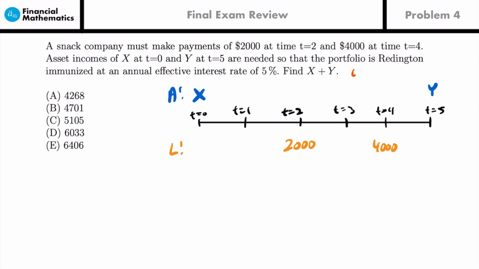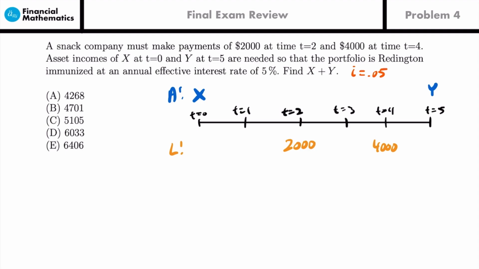So we know that the interest rate i is equal to 0.05 as a decimal, which is 5%. We want to find X plus Y, which means that we will need to find both X and Y, okay? In order to calculate X plus Y, we need to know what both of those values are individually. So that's going to be our goal here. We need to solve for those two values. And the way we're going to do that is by setting up the equations for those conditions of Redington immunization. And so let's start with the first one.